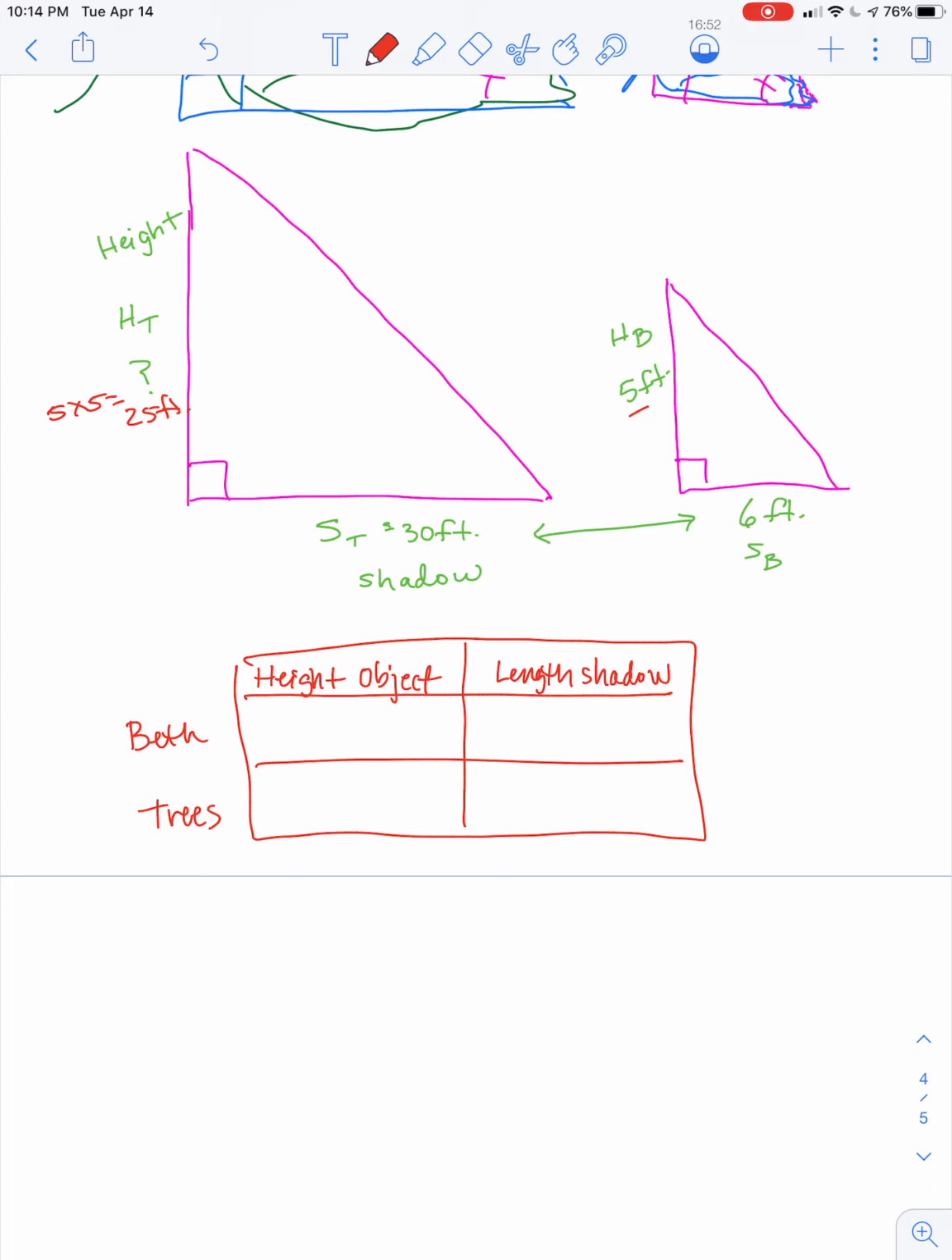So what do we know? We said that the shadow of Beth was estimated to be 6 feet, and the shadow of the tree is estimated at 30 feet. Beth says she knows that her height, the height of Beth, is equal to 5 feet. She's a little bit short, but then again, I'm only 5'1", so she's not too short, I guess. And then the tree's height is what we're trying to figure out.